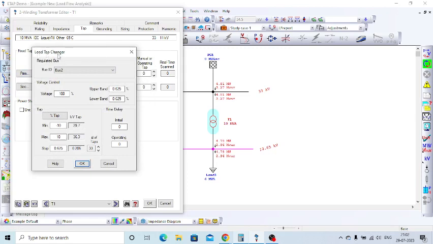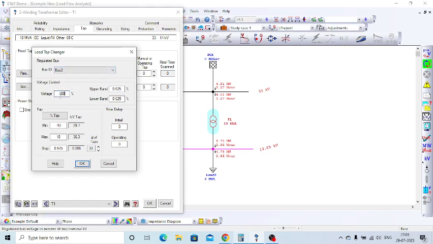In that, first we have to select the regulated bus. Regulated bus means the bus whose voltage we are regulating. This is just a two bus system, but if 10 buses or 20 buses are there, we have to select which bus we are considering as the regulated bus, at which we have to maintain the bus voltage. In this one it is bus 2, so we select the regulated bus, that is bus 2.